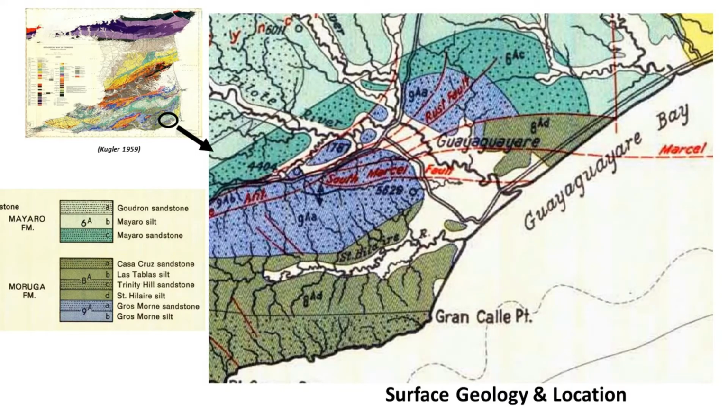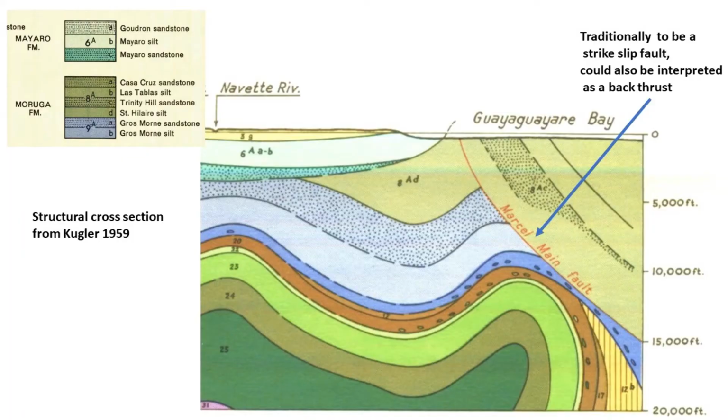The main structural element in the area is the Beach Marcel anticline, which is cut by the Marcel Valley Fault. This is a north-south structural section based on the 1959 Kugler surface geology map. We see the Beach anticline, which is cut by the Marcel Valley Fault. Traditionally, this has been thought to be a strike slip fault, but it can also be interpreted as a back thrust.